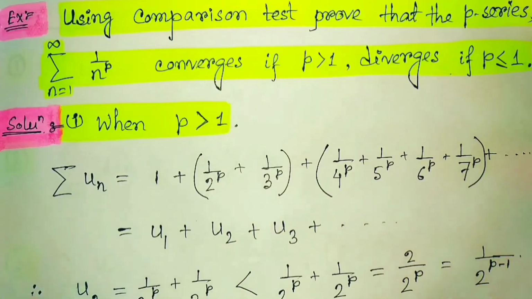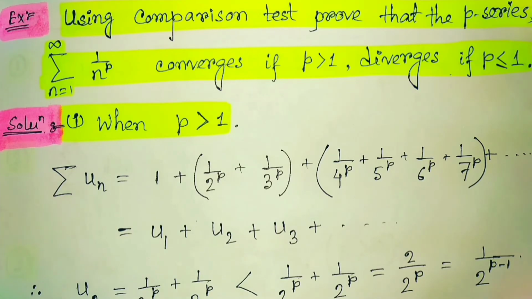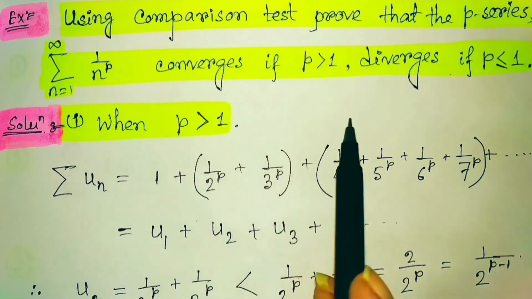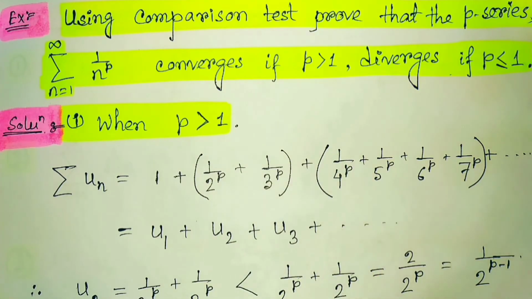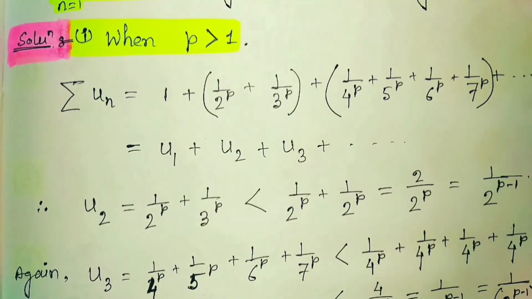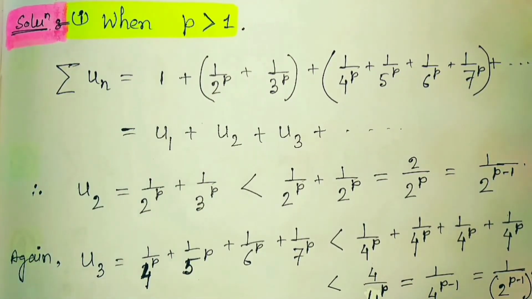So now a very important thing I am going to discuss. That is, we know the P series and how to prove when the P series is convergent and when divergent. Using the comparison test, we are going to prove that the P series is convergent when P is greater than 1 and it is divergent when P is less than or equal to 1. So for its proof, at first we consider the situation where P is greater than 1.